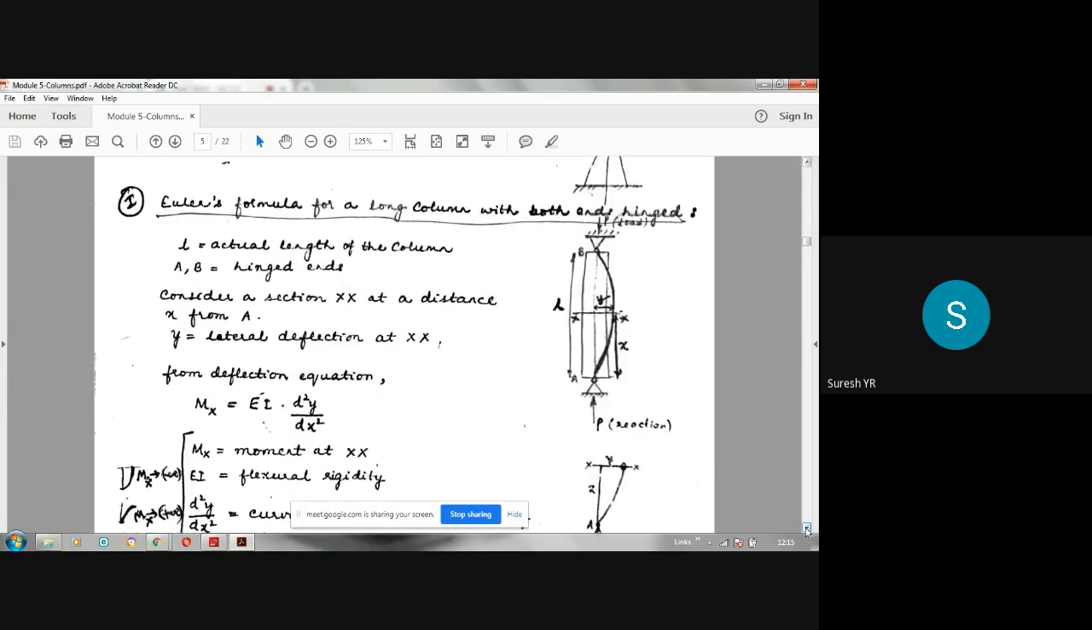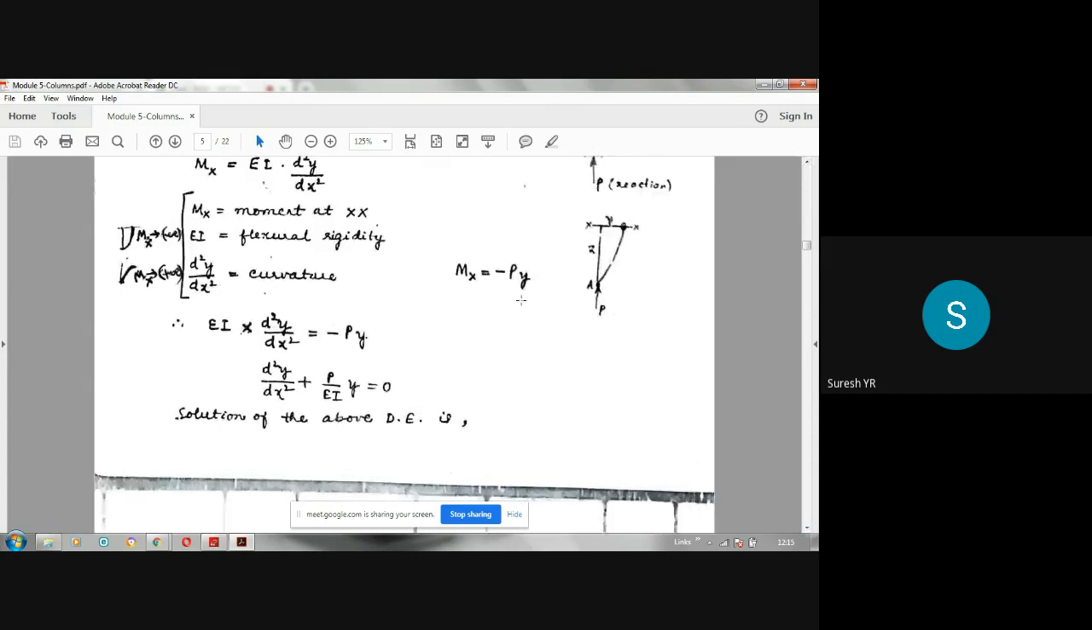Now the moment at XX is minus P into y. In this equation you substitute that. So EI into d square y by dx square is equal to minus Py, or you bring this minus Py to this side and simplify. So EI into d square y by dx square plus Py is equal to 0. Divide throughout by EI. So you get d square y by dx square plus P by EI into y is equal to 0. This is the differential equation we get after substituting for the moment.